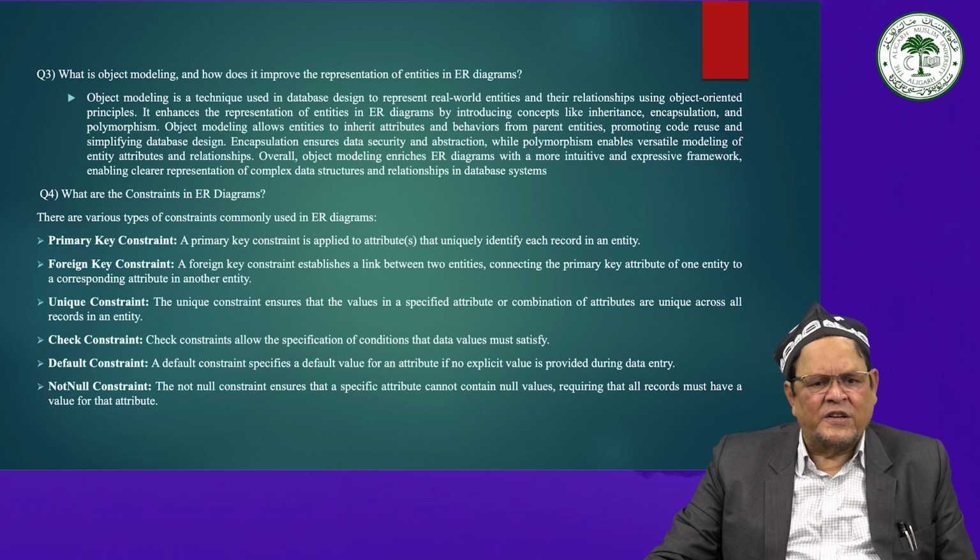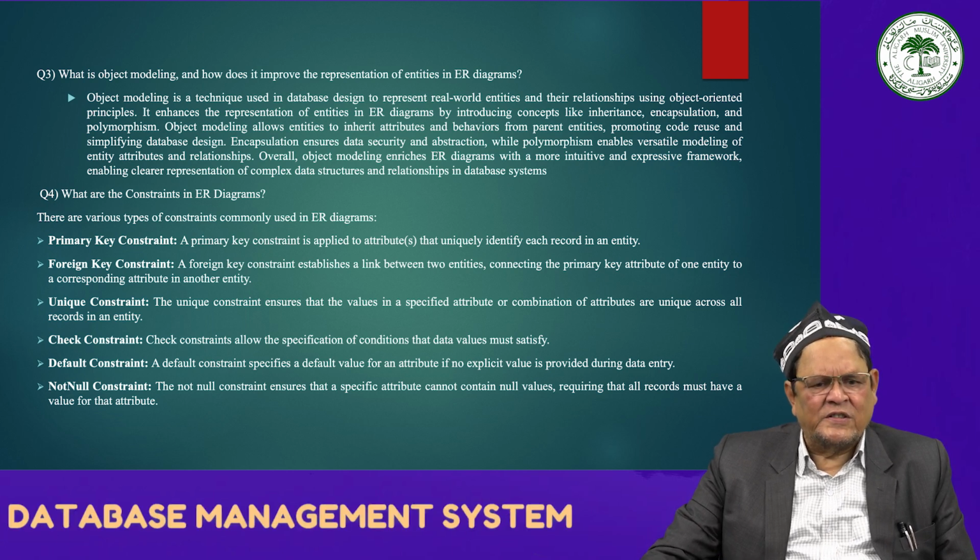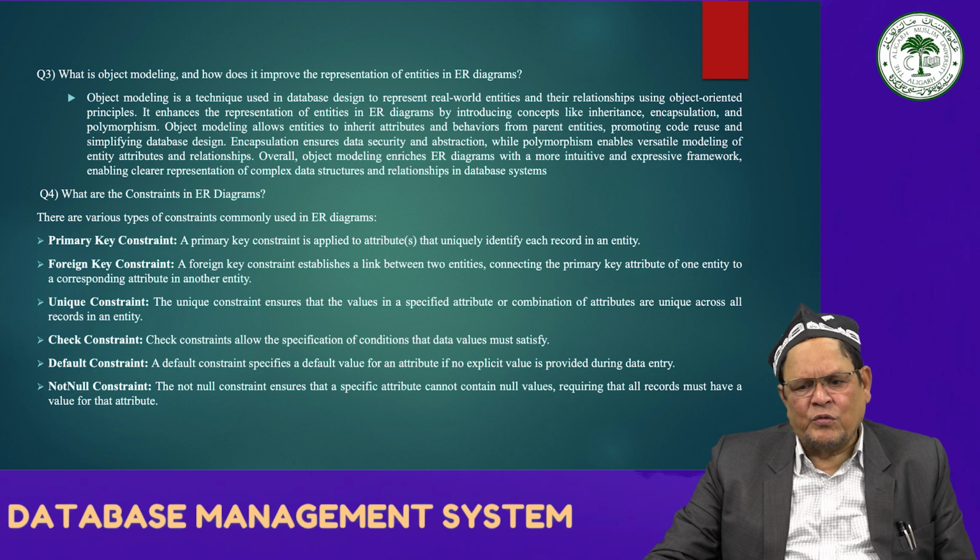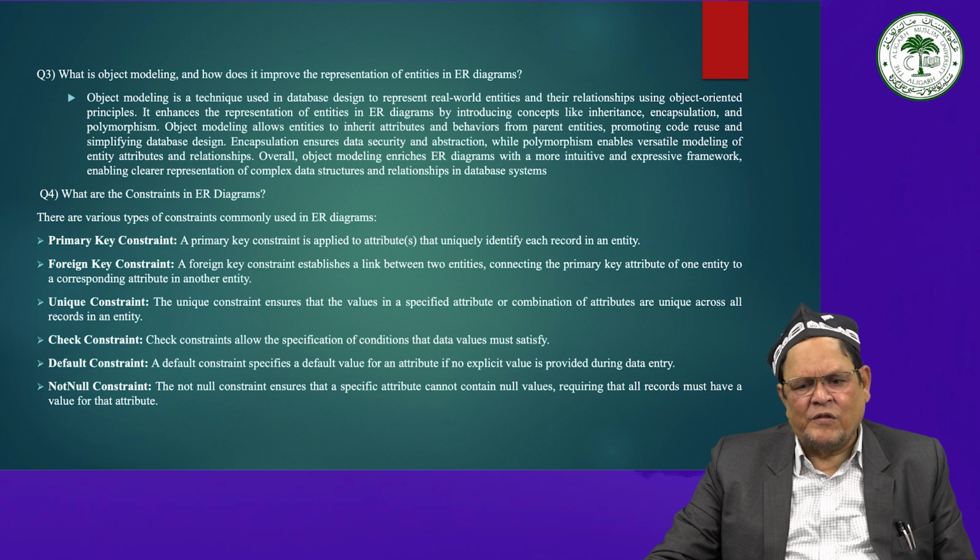Primary key constraints, foreign key constraints, unique constraints, check constraints, default constraints, and the last is not null constraints. The not null constraints ensure that a specific attribute cannot contain null values, requiring that all records must have a value for that attribute.